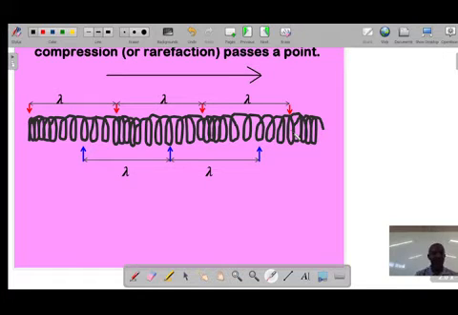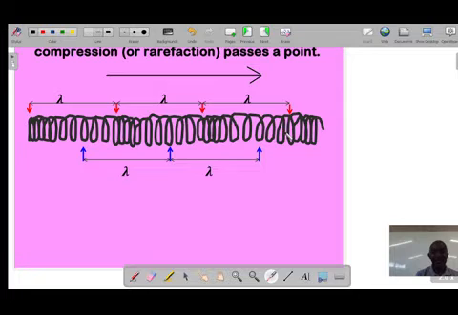Now we have other regions whereby the wave particles are farthest apart. Check from here up to here. Also from here up to here, the particles are farthest apart. Also from here up to here, they also what? Farthest apart. Now listen carefully.